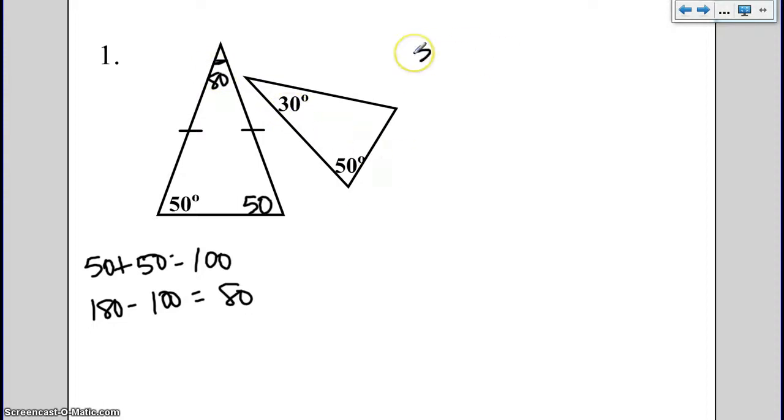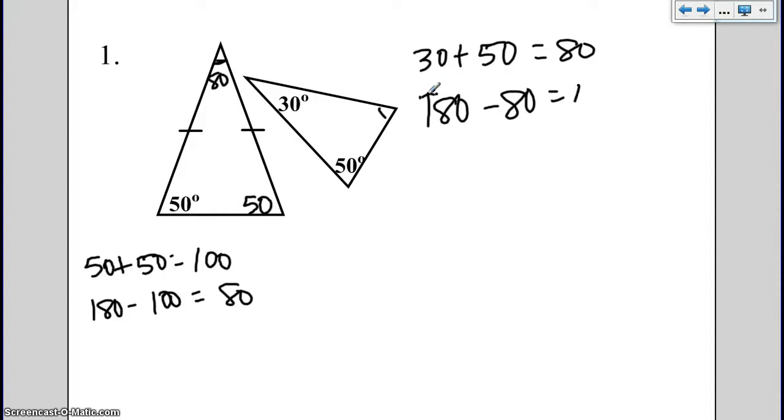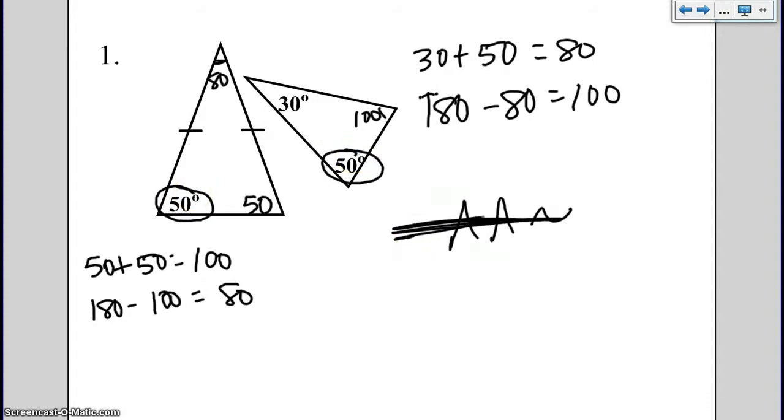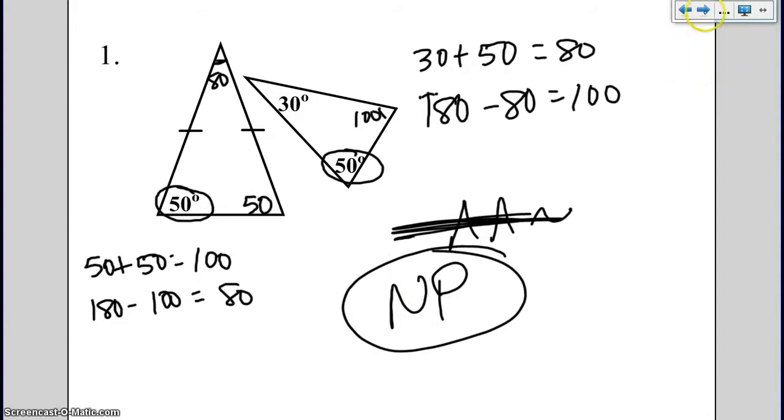Here, 30 plus 50 is 80, so this angle has to be 180 minus 80, which gives me 100. So this one right here has to be 100. Well, there's only one theorem that I could possibly use that looks like this, but I don't have two angles congruent. I just have one. So I can't use this. Therefore, they are not similar.